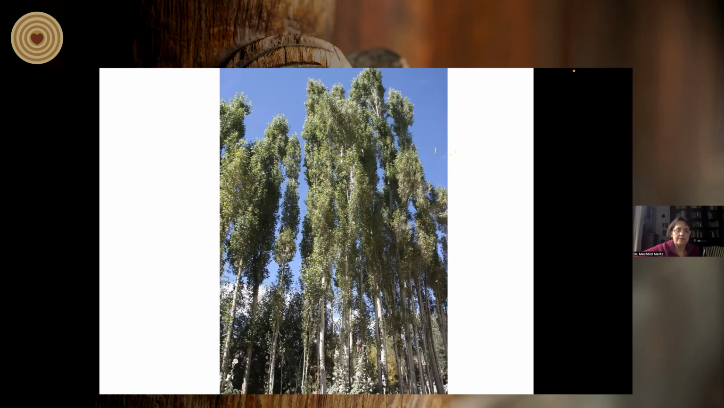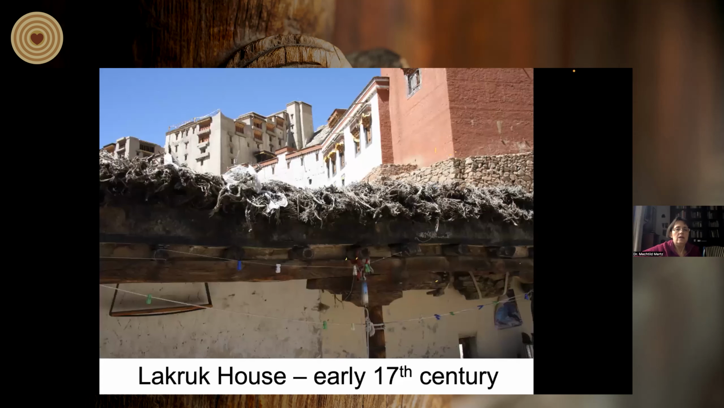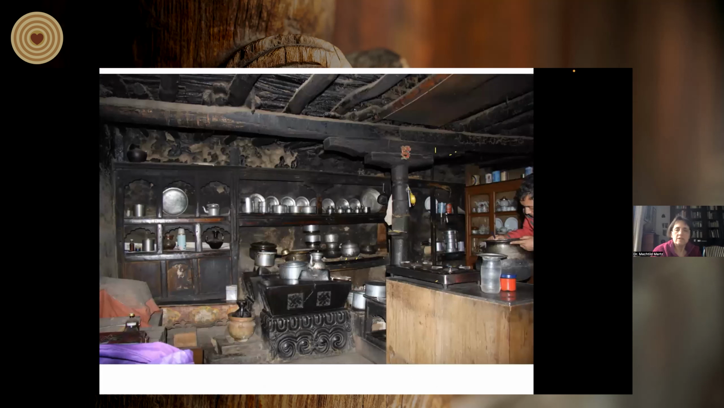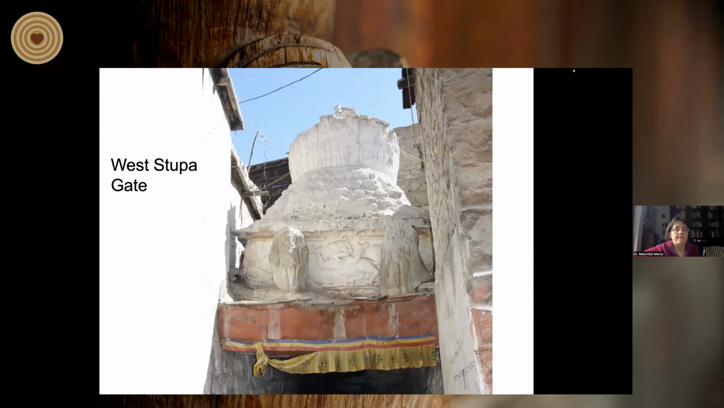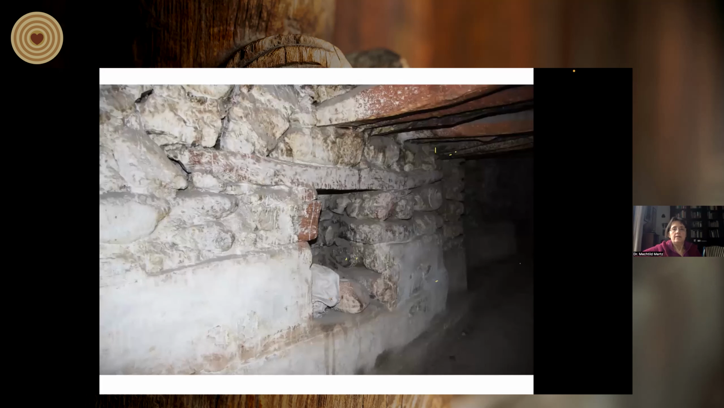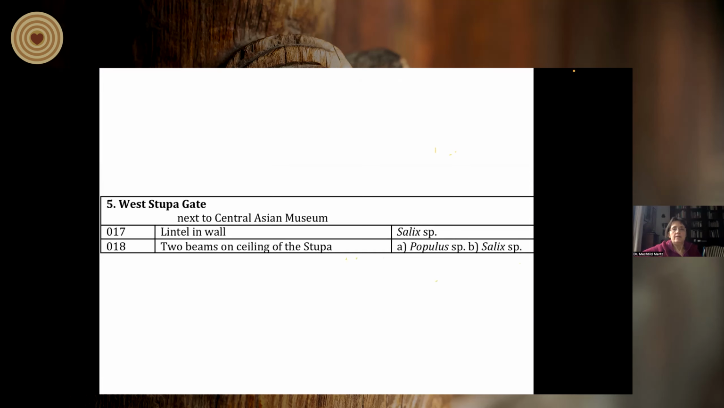Yeah, and then this Lakruk house is the second house, and it is also used by the Tibet Heritage Fund. And you see much use of poplar and a little bit of willow. And yes, the stupa is made of willow and poplar. The roof. Of course, I didn't know it at the beginning, but then we took samples, and it was always willow and poplar.